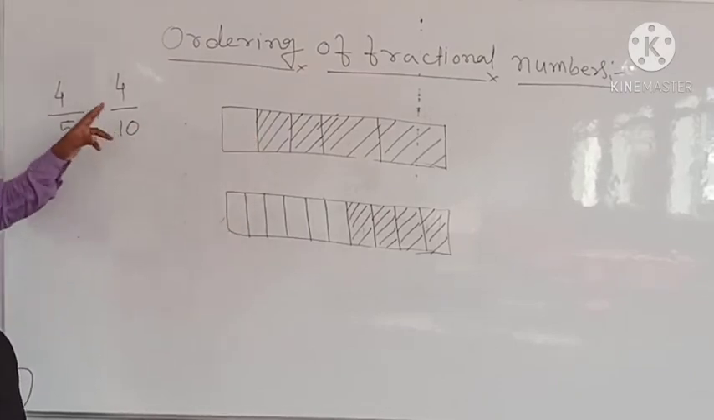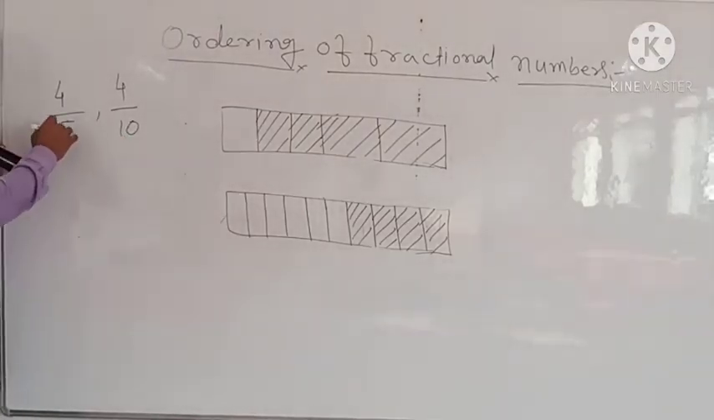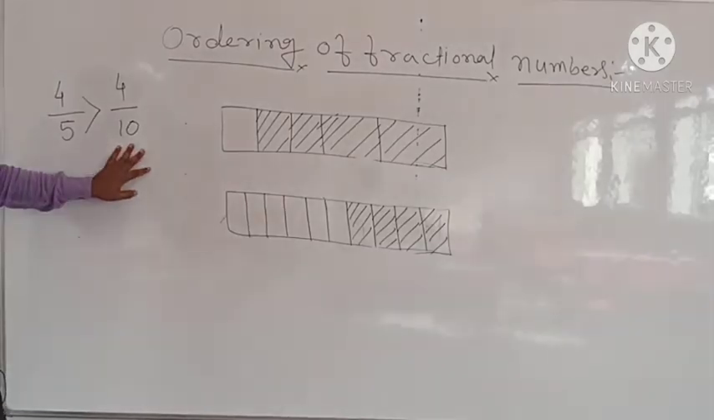So here in this case, when the numerators of the numbers are the same and the denominators are different, then the number with the smaller denominator is greater than the number with the greater denominator.